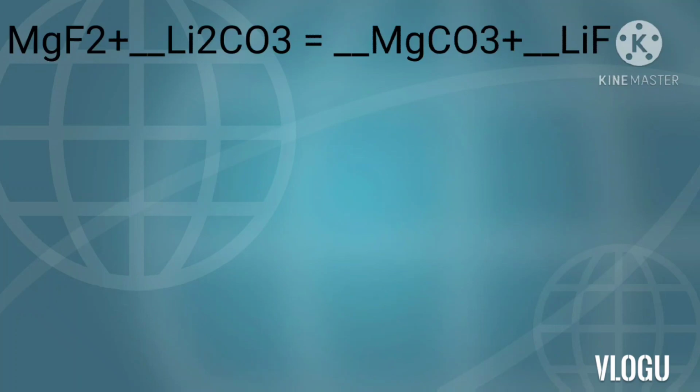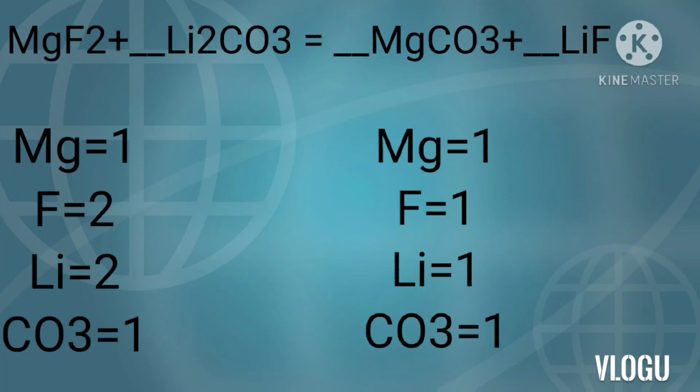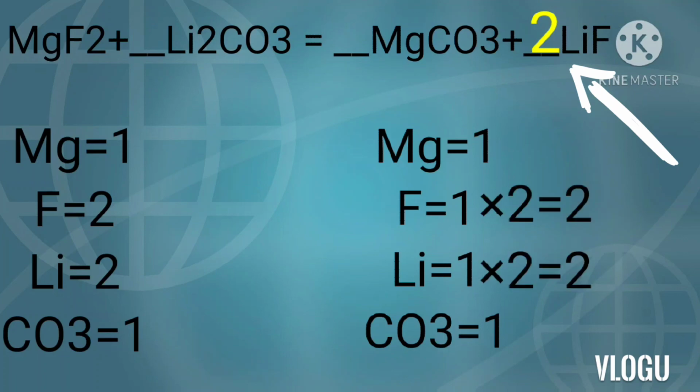Next, our second to the last example. Magnesium fluoride plus lithium carbonate equals magnesium carbonate plus lithium fluoride. Why carbonate? It's because of the combination of carbon and oxygen. Here we have magnesium 1, fluorine has 2 and 1, lithium has 2 and 1, and carbonate has the same 1. By fixing fluorine first, which was combined with lithium, let's multiply them both by 2 and get fluorine 1 times 2 equals 2. Also lithium 1 times 2 equals 2. And as easy as that, we got it equal again.